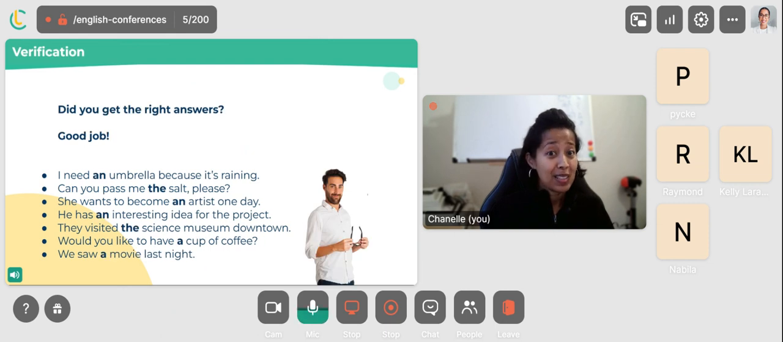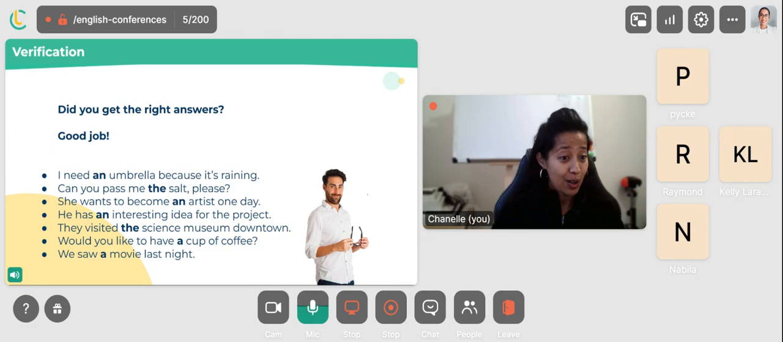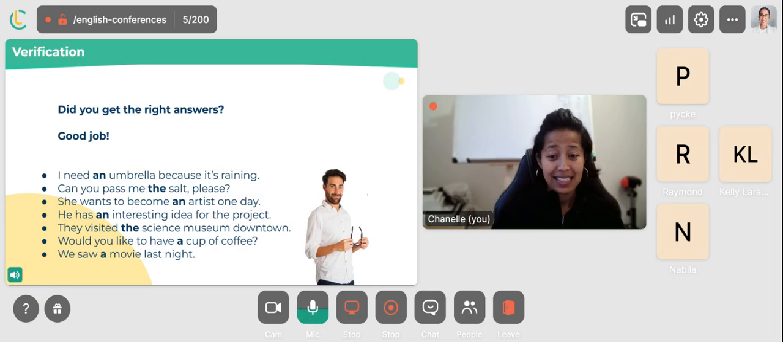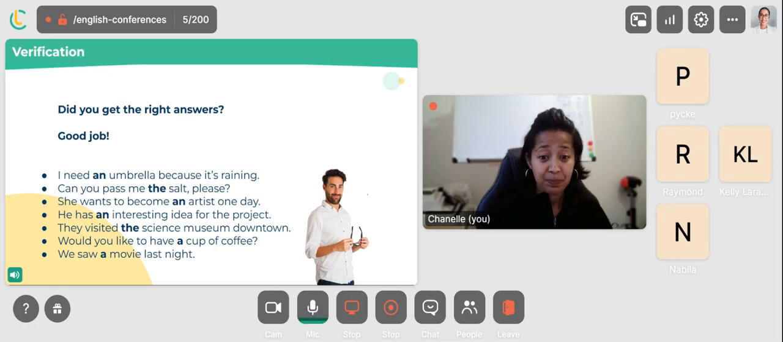So did we get the answers correct? I need an umbrella because it is raining. Well done. Can you pass me the salt, please? She wants to become an artist one day. He has an interesting idea for the project. They visited the Science Museum downtown. Would you like to have a cup of coffee? And we saw a movie last night.